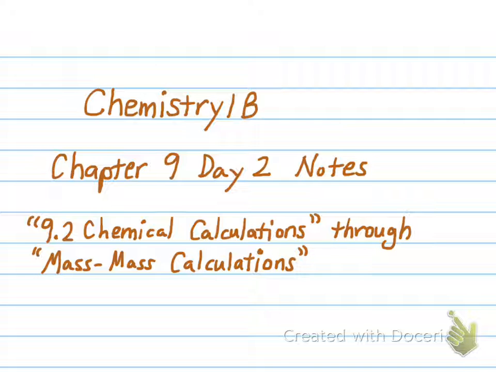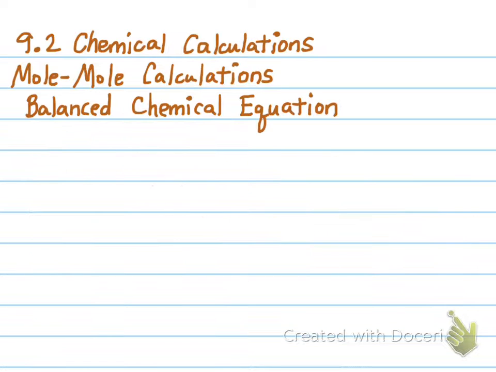So today you're going to add a tool to your toolkit that's going to allow you to do all of these stoichiometric calculations. So this section is titled Chemical Calculations. And we're going to start by talking about a mole calculation. And again, keep in mind that we need to have our balanced chemical equation to do any of these calculations, because our balanced chemical equation provides lots of information.